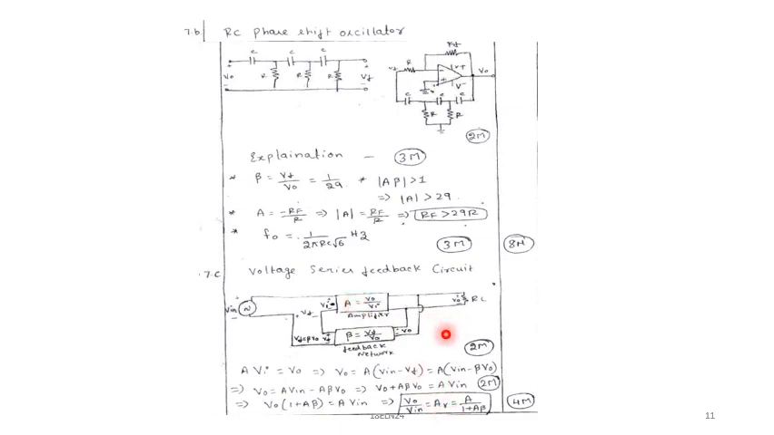So circuit diagram 2 marks, then this derivation 2 marks. Total it is 4. So AVF is equal to A divided by 1 plus A beta. This is the final answer. V naught by V in, that is AVF, is equal to A divided by 1 plus A beta. So 2 plus 2, 4 marks.